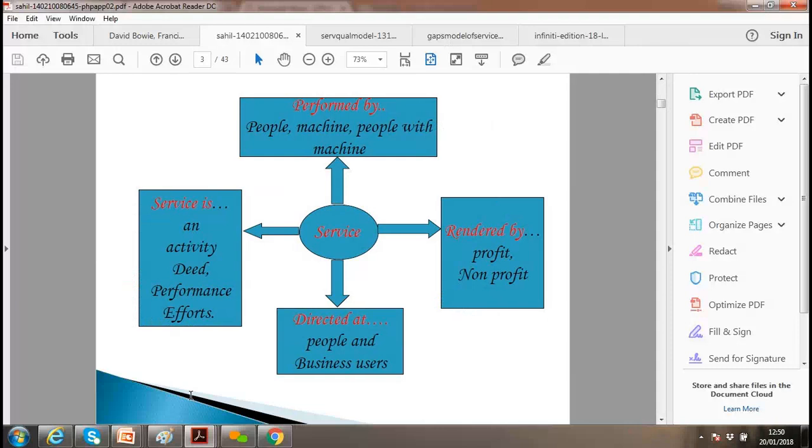Service is performance by people or with machines, so a service could be performed by people or by some machine element. Service is an act, a deed, and a performance directed at people and business users, and offered by profit and non-profit organizations. So it could be a profit organization or a non-profit organization.